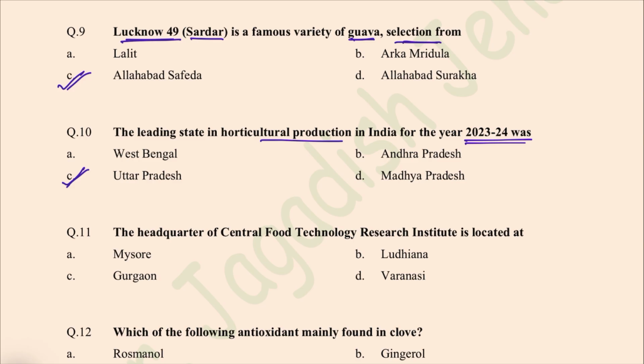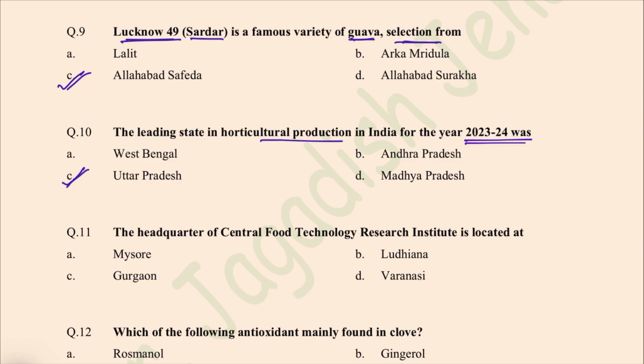Andhra Pradesh is a leading state in fruit production, especially mango, banana, and citrus. Madhya Pradesh is also leading in fruit and spice production. But if we look at vegetable production, UP leads, and in total horticulture production again UP.